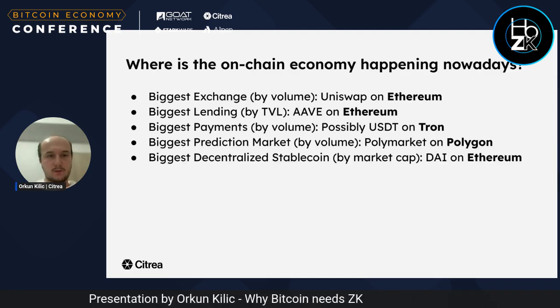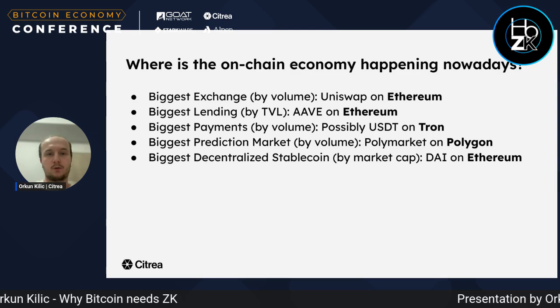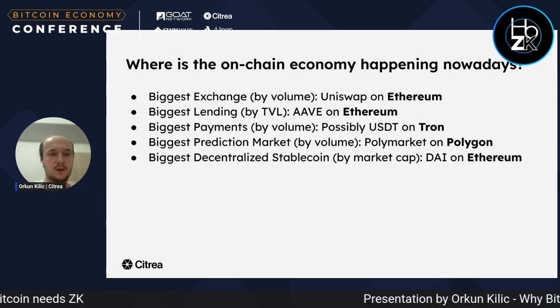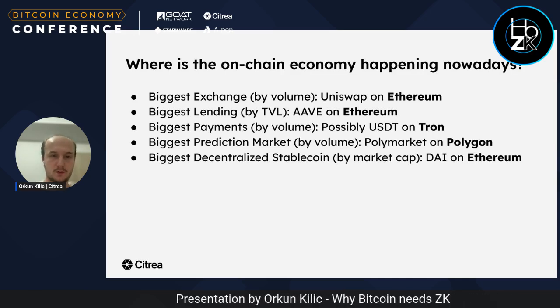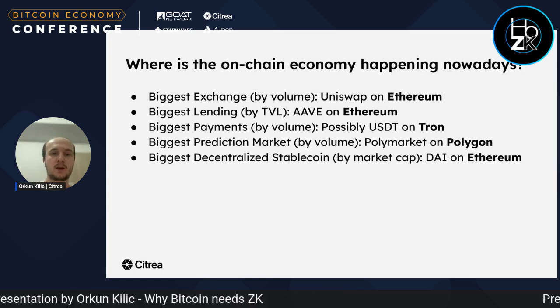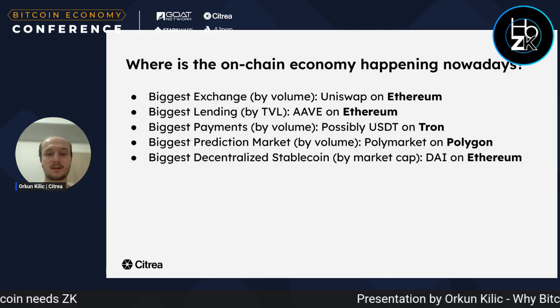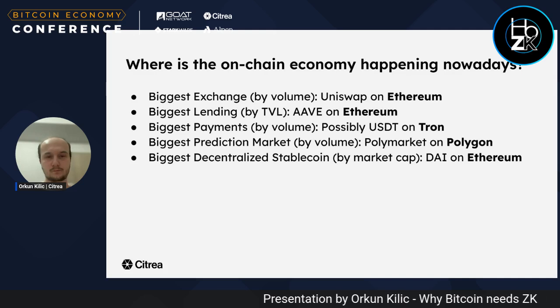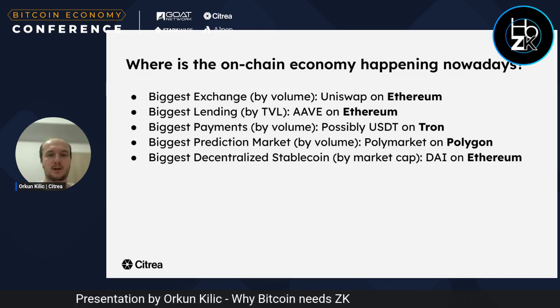So let's check where the on-chain economy is happening nowadays. The biggest exchange by volume is obviously Uniswap on Ethereum, and the biggest lending is happening on Ethereum again. Payments are probably on Tron. For prediction markets, obviously Polymarket is leading on Polygon, and the decentralized stablecoin, not so decentralized anymore, but still, is leading on Ethereum. So as you can see, none of these economies are actually happening on Bitcoin.